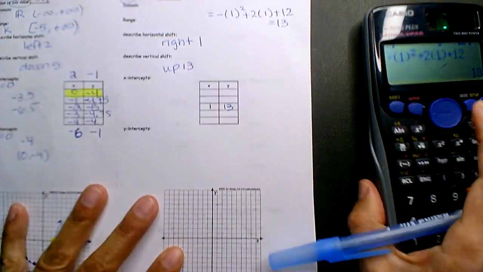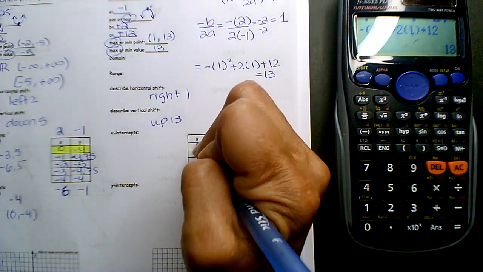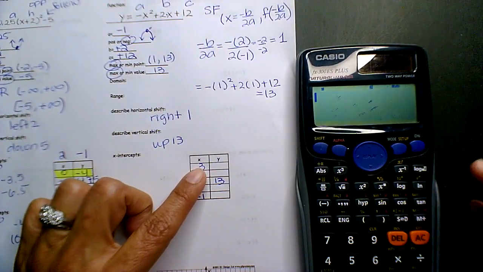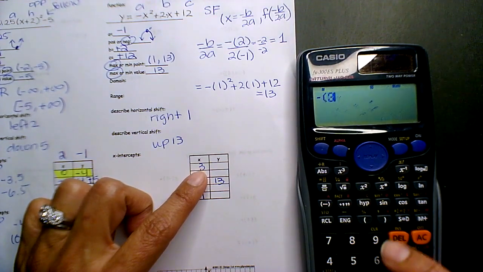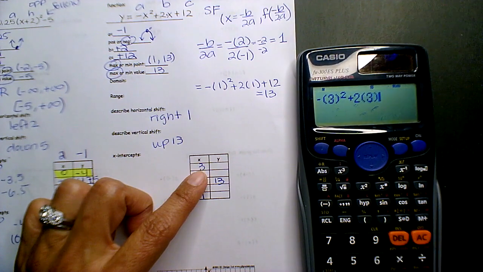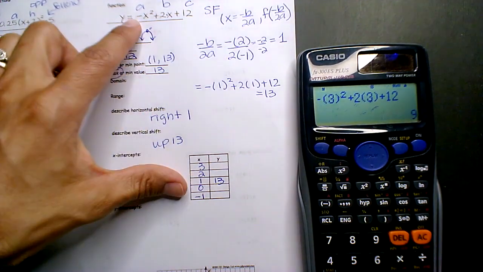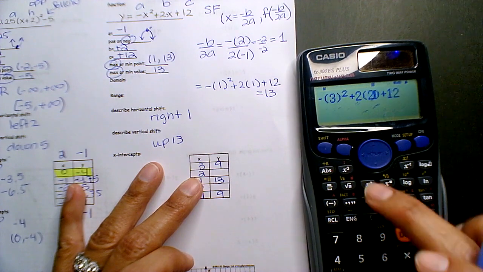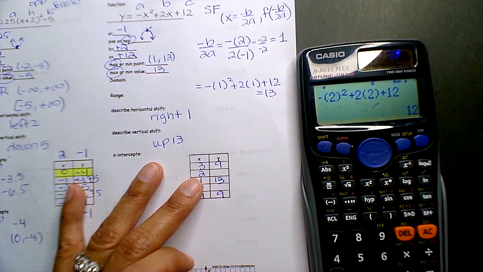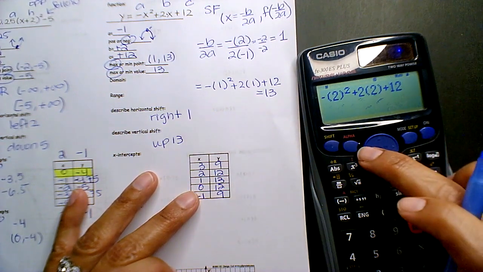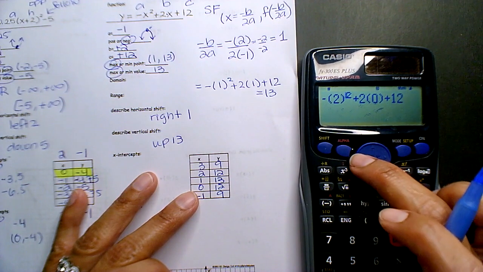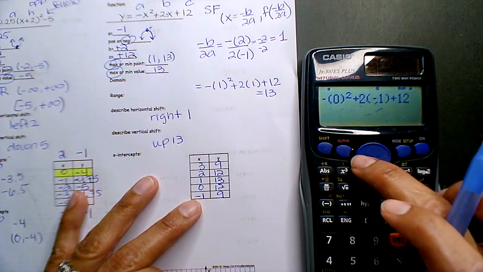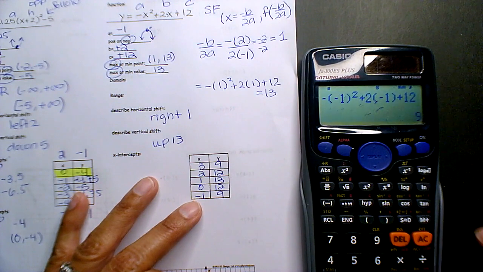Okay, 13. Oh, wait. Duh, I have to find the other points. So 2, 3, 0, -1, right? Okay, so substitute 3. Did I do that right? -3 squared plus 2 times 3, yeah, okay, so I get 9. And when I put in 2, I get 12. And by the way, if you wanted to plug in the 0, I'll do that one too. There's my 12, and if I plugged in -1, there's my 9 as well.